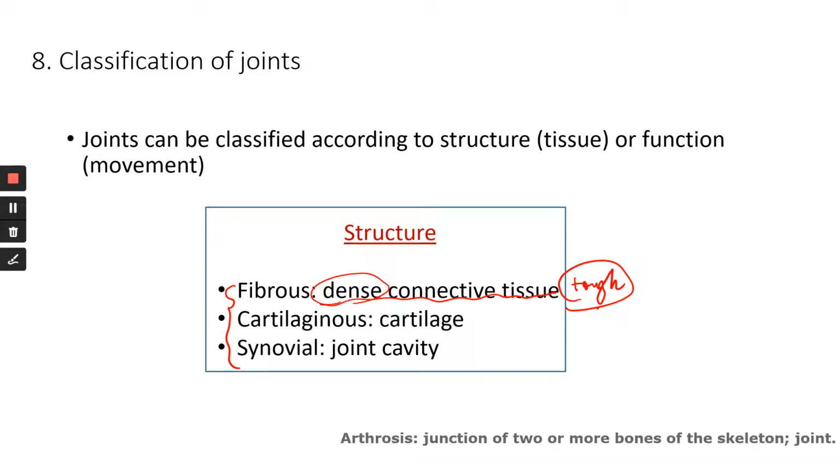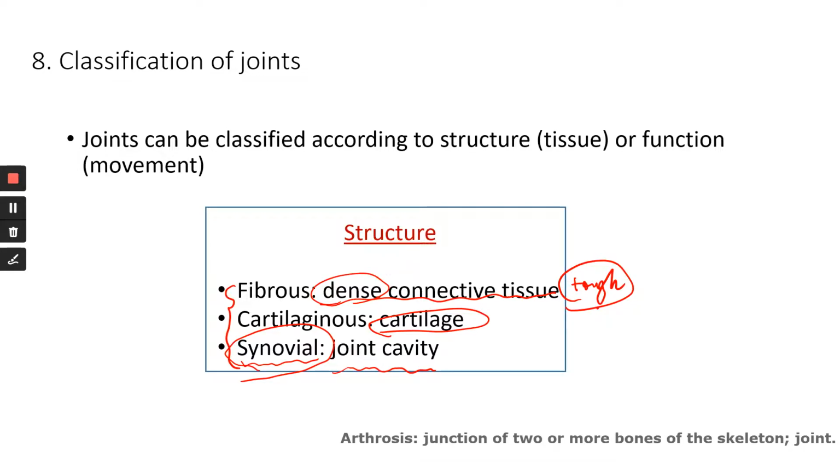Second type, cartilaginous joints. In this type of joint, it's the cartilage that connects the bones. All right. And the last one, this is the most complex type of joint because you have multiple structures to form the joint. So this is called a synovial joint, and this is pretty much the most common joint, what everybody is really familiar with. So in a synovial joint, you are going to have a joint cavity.